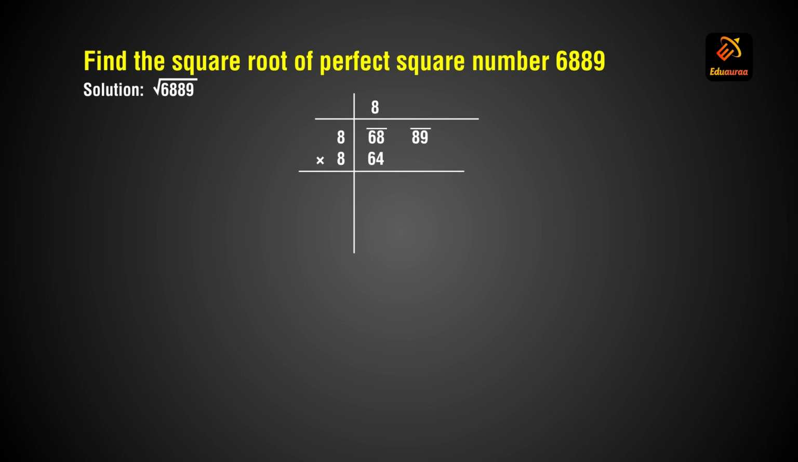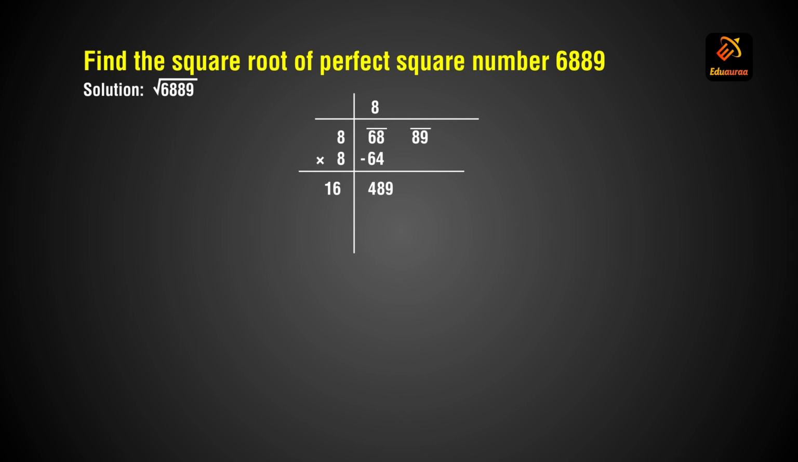So these are the steps. The number has 4 digits, so 2 digits will be there in the square root. First square root digit is 8, so write down 8 in the quotient. Double 8, that will give you 16. Copy 89 from the top. So 68 minus 64 is 4. The number becomes 489. You have 16 this side.